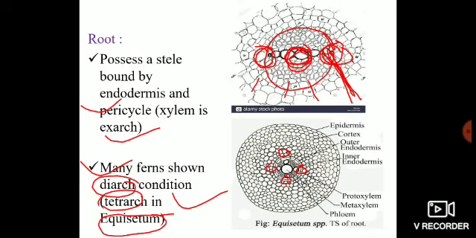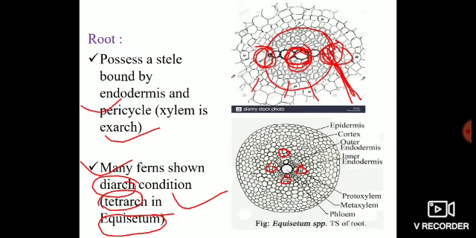First of all, we will discuss the anatomy of roots. The roots of pteridophytes possess stele. Stele means the vascular cylinder. Okay, and the stele is composed of the xylem, phloem, and the pericycle tissues. Okay, stele is not only constituted of xylem and phloem; it also contains the pericycle, which surrounds the xylem and phloem. They possess a stele which is bound by endodermis and pericycle, and the xylem in case of these pteridophytes is exarch. Let me tell you what exarch means.